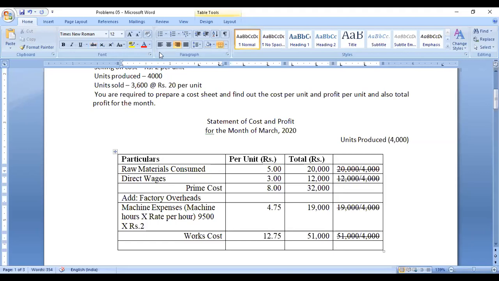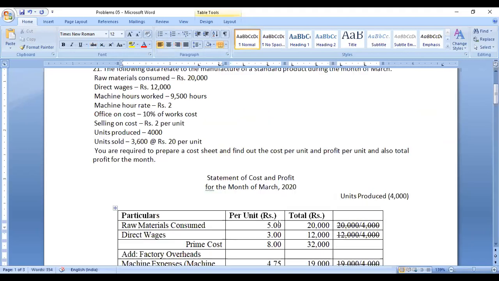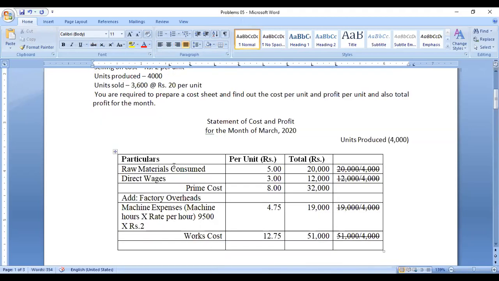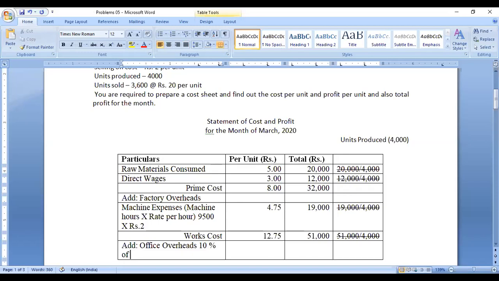What do you have to do as per the cost sheet? Machine hours worked 9,500, you put it here, and the rupees 2 is put here. Next, office overheads. We have to add office and administration overheads. That means 10% of works cost.